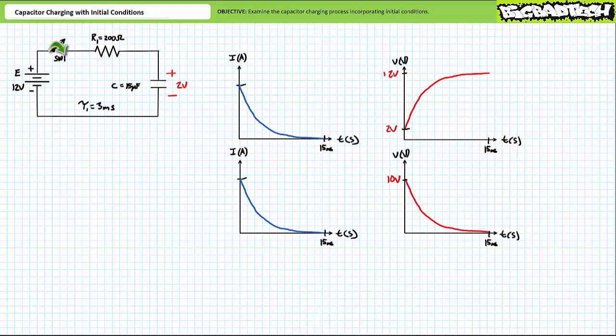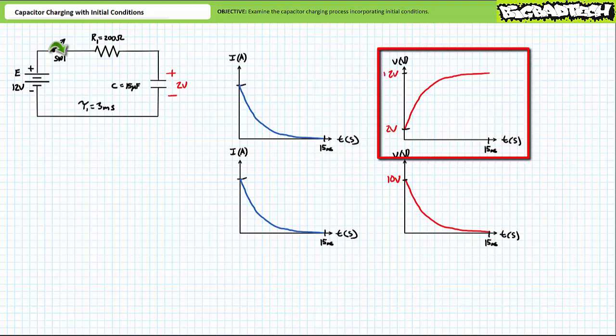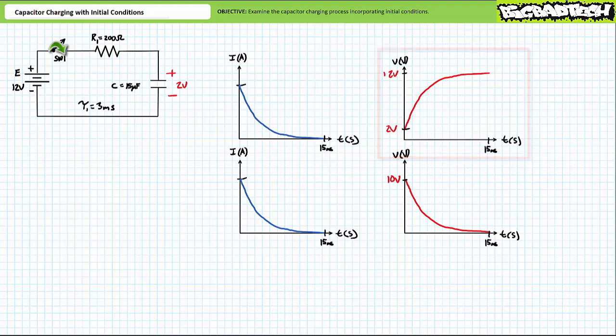As these plots illustrate, voltage across the charging capacitor still rises and still eventually reaches 12 volts after 5 time constants or 15 milliseconds. The only difference being that voltage does not rise from an initial value of 0 volts, but rather the initial value of 2 volts, meaning there is, at the onset of the charging process at t equals 0, a differential of 12 volts minus 2 volts, or only 10 volts across a 200 ohm resistor.